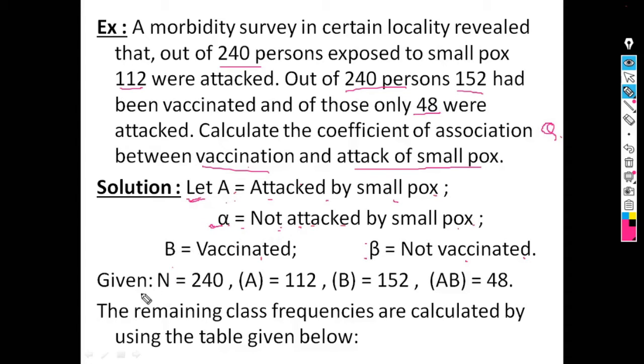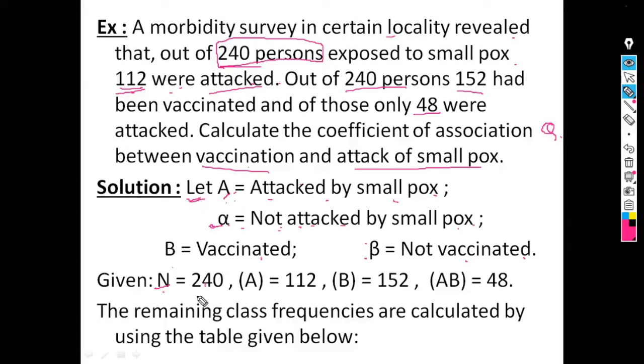Now we will write the given. The given thing is a morbidity survey in a certain locality revealed that out of 240 persons, so the total number of persons is 240, and the total number of persons is denoted by capital N. So N is equal to 240. Exposed to smallpox, 112 were attacked. So 112 were the attacked persons. Attack is denoted by attribute A.